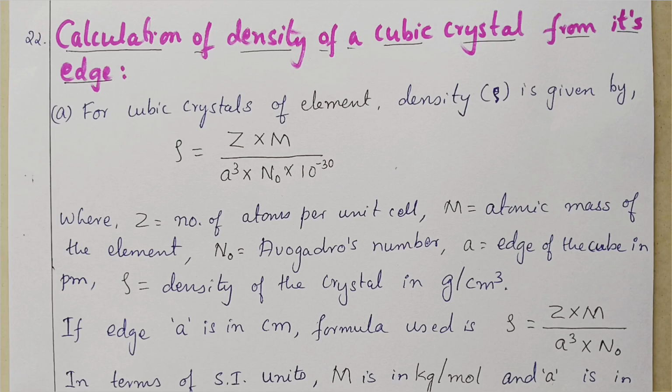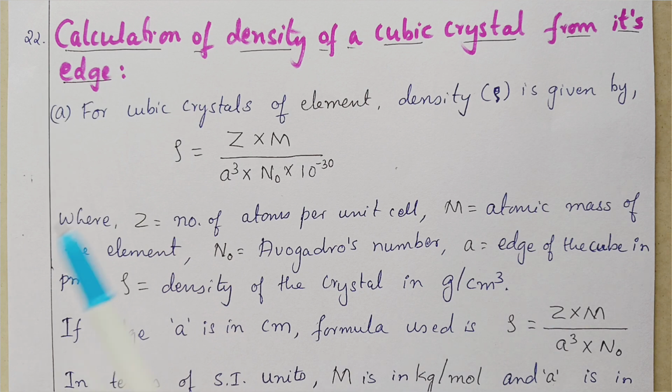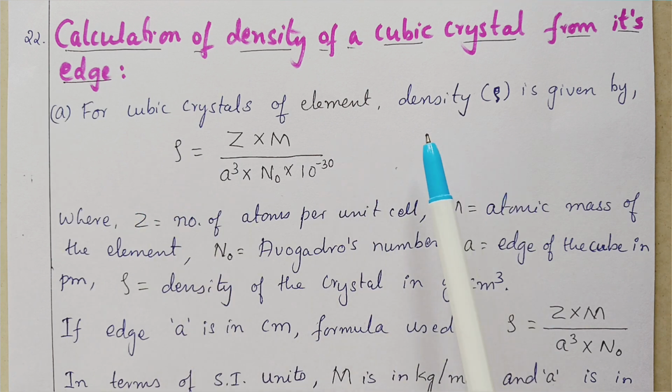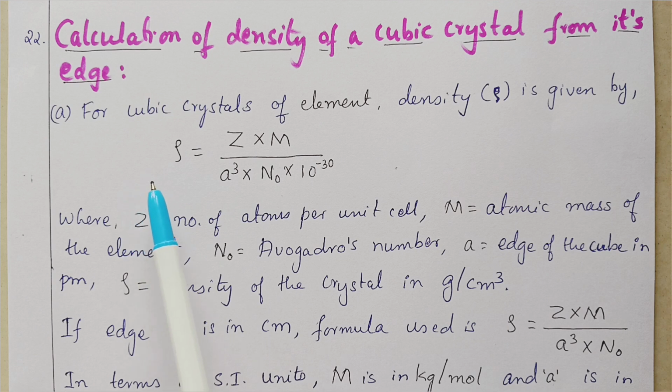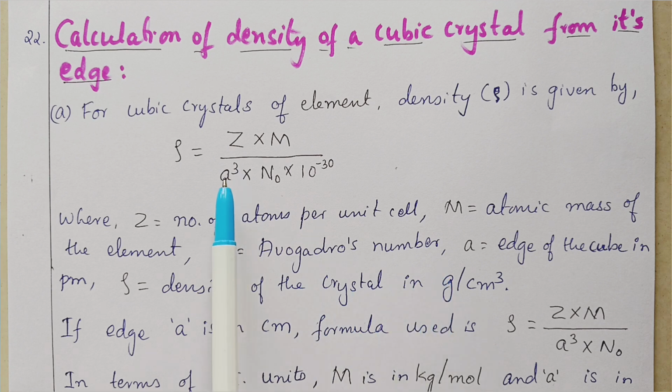The next important topic is calculation of density of a cubic crystal from its edge. For cubic crystals of elements, density rho is given by rho equals Z into M divided by a cube into N naught into 10 to the power minus 30, where Z represents the number of atoms per unit cell, M represents the atomic mass of the element, N naught is Avogadro number and a is the edge length of the cube in picometer, and rho represents the density of the crystal in gram per cm cube.